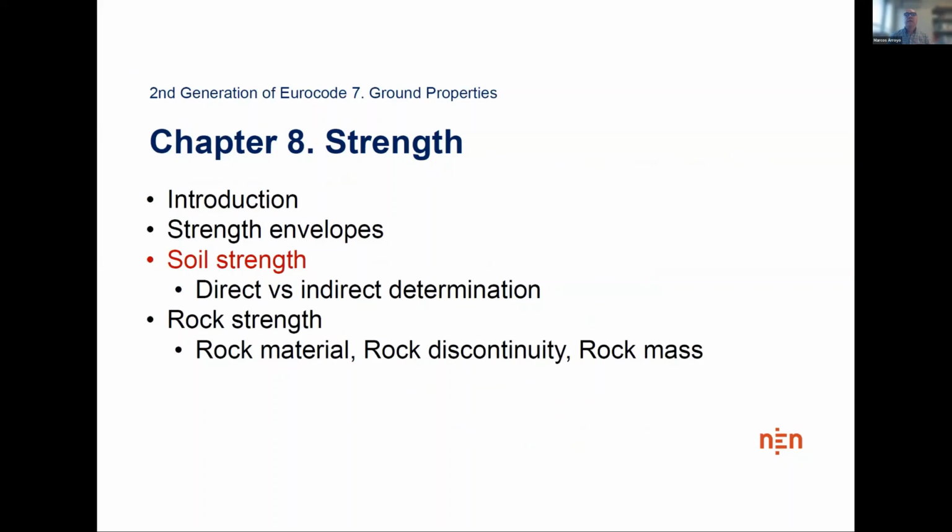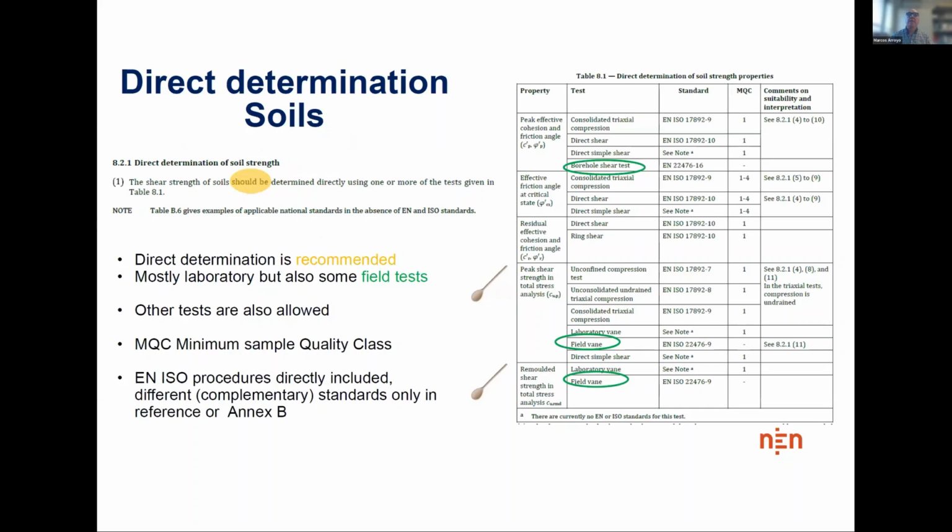Anyway, that is enough about strength envelopes. I will move now a bit to what chapter 8 says about soil strength, and that will allow me to insist on this issue of direct versus indirect determination of properties. You see, for instance, direct determination of soil strength properties. You will find there a table that is organized around properties. And you see, for instance, peak effective cohesion and friction angle. And you have all these 4 possibilities to determine that directly.